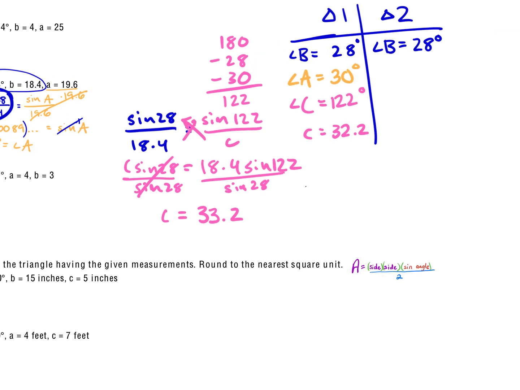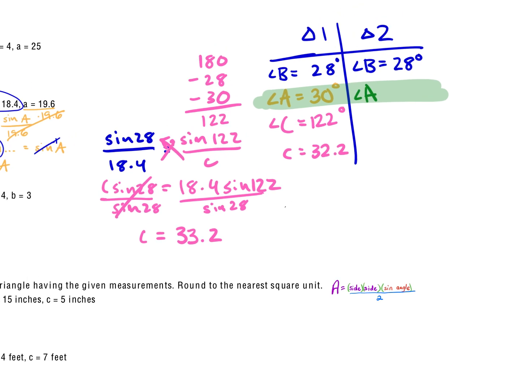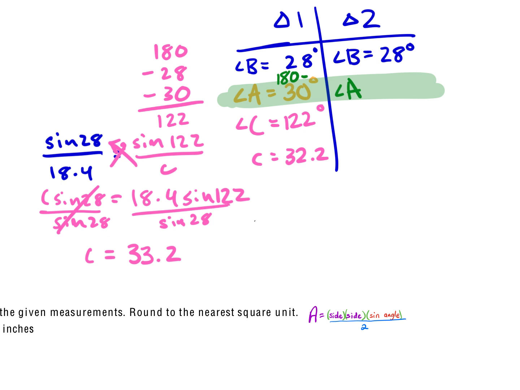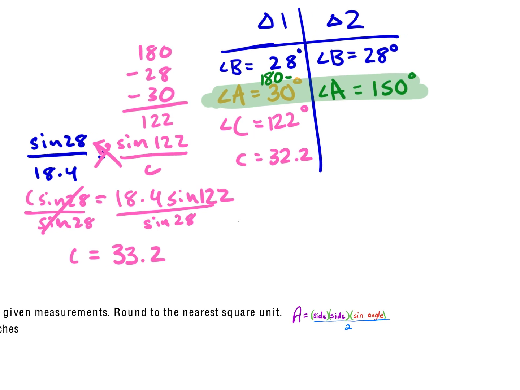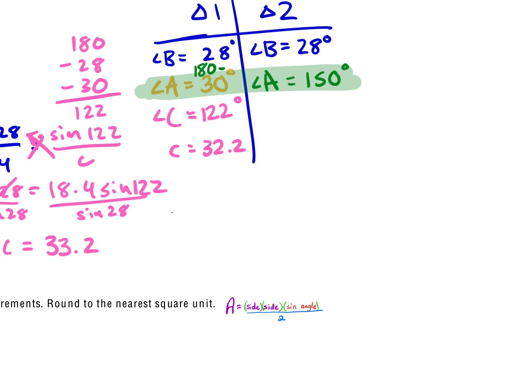All right, now let's check and see if we have a second triangle. We always start with the first angle that we found. How do we find angle A in our second triangle? Awesome, 180 minus 30. So 180 minus the first angle that we found. This gives us 150. How do we find the new angle C? Add the 2 angles in our second triangle and subtract from 180. So 180 minus 28 minus 150. What do we get for angle C?